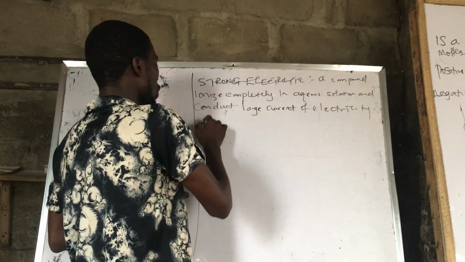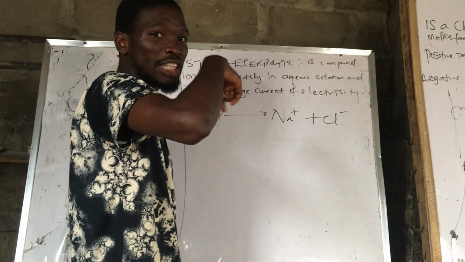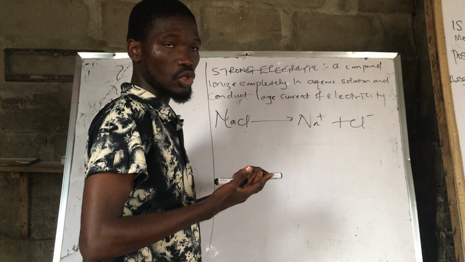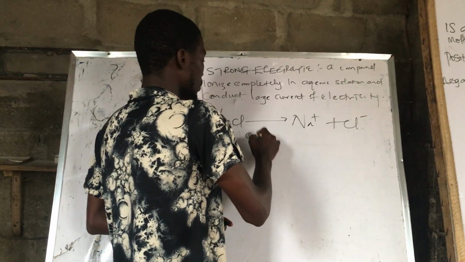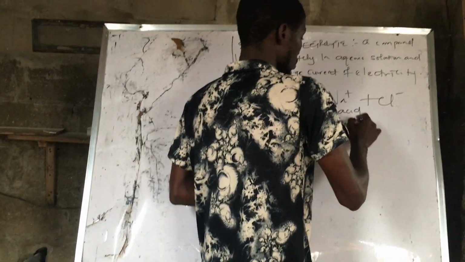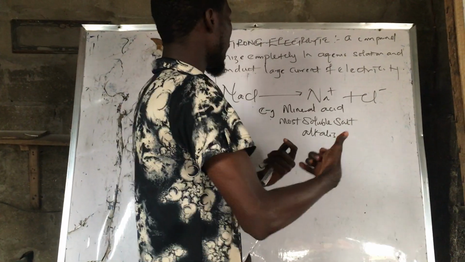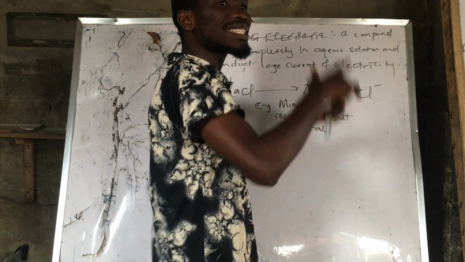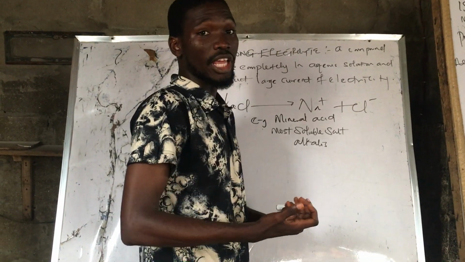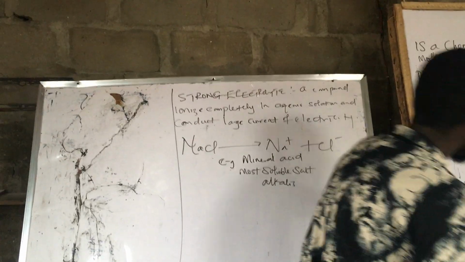With that, I can say I have sodium chloride, with a positive and a negative ion, so there is free movement of electrons, and they conduct a large current of electricity. My examples of strong electrolytes are mineral acids, most soluble salts, and alkalis. Mineral acids, under acids and bases which we will discuss more later, are the man-made acids, the likes of sulfuric acid, H2SO4, and HNO3, whether strong or weak acids, classified as mineral acids. Now, let's take a look at the second one, which is weak electrolytes.